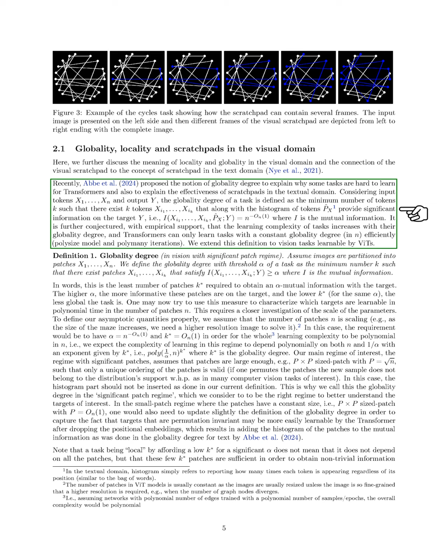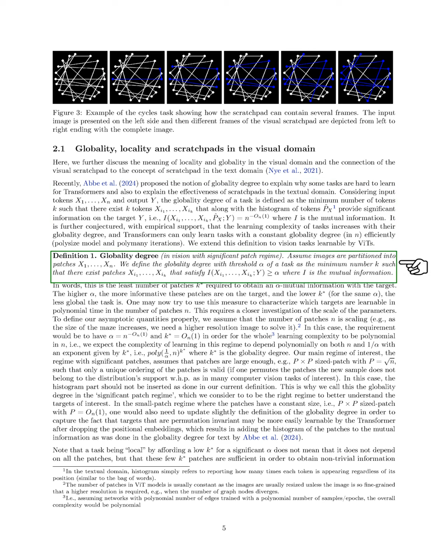We define the globality degree of a task as the smallest number of tokens needed to provide significant information about the output. Specifically, for a set of input tokens and an output, the globality degree is determined by the minimum number of tokens that, along with their distribution, convey enough information about the target. We extend this definition to vision tasks handled by vision transformers, ViTs.